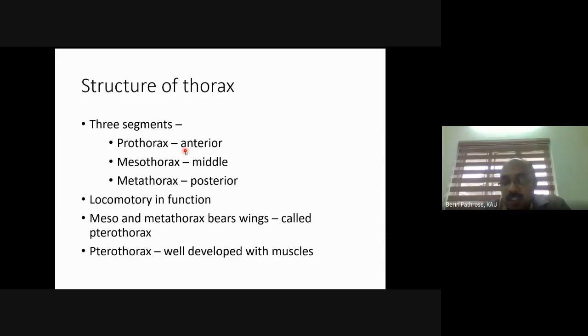And the major function of the thorax is locomotion. That means it has legs. All three segments have legs, so the insect can run or walk or jump. While the meso and metathorax, which have wings, aid in flight. So wings as well as legs both aid in locomotion. Hence, the major function of the thorax is locomotion. And as the meso and metathorax bear wings, they are called the pterothorax.